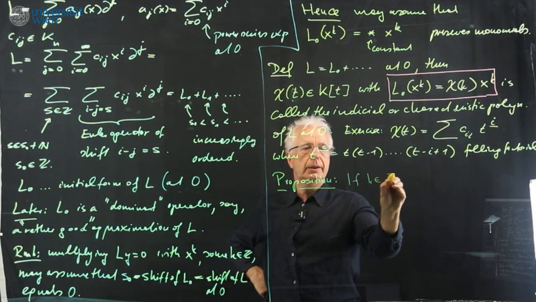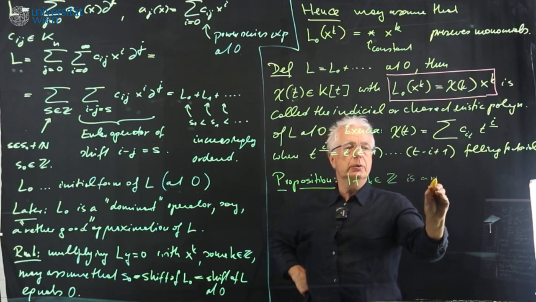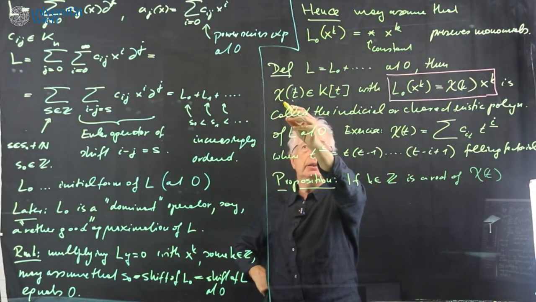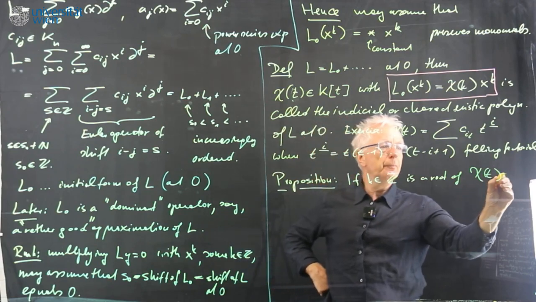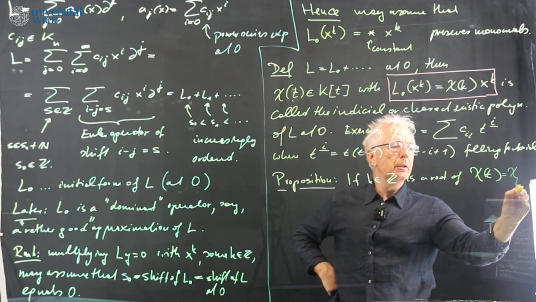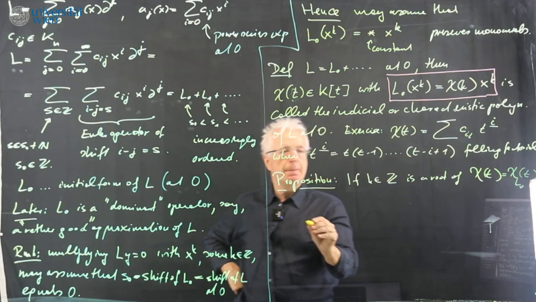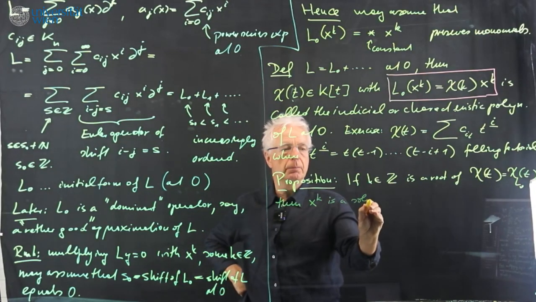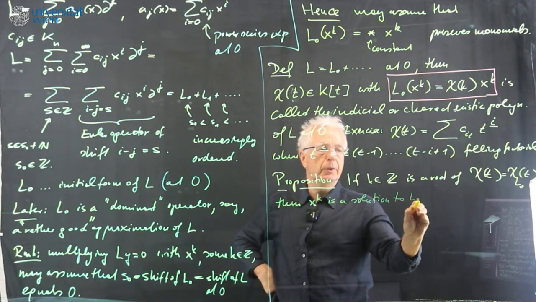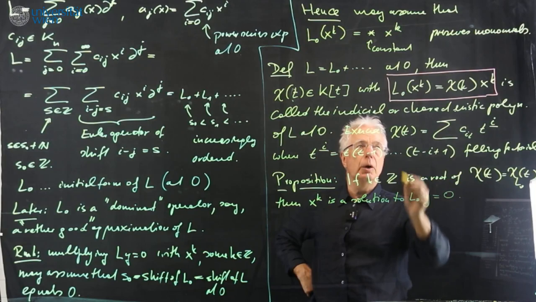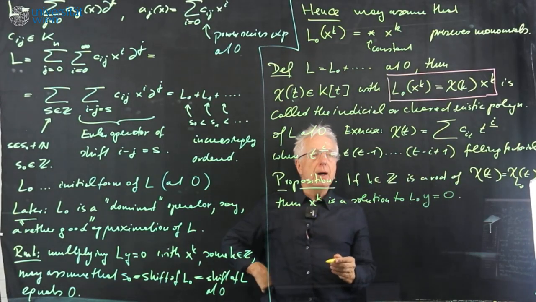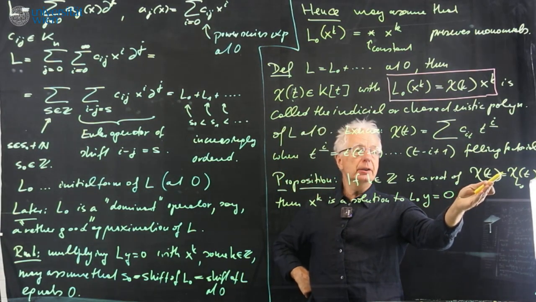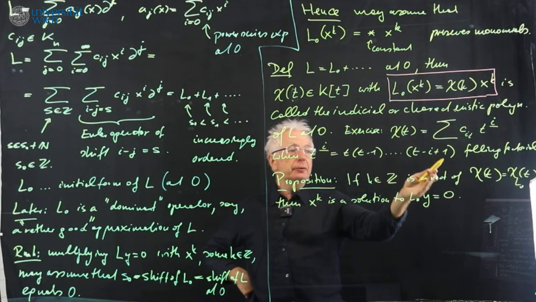If k in Z is a root of chi of t. Sometimes I write, instead of chi, chi sub L of t, chi sub L0 of t, then x to the k is a solution to L0 y equals 0. Obvious, no? But as you immediately observe, this polynomial chi of t has no reason to have integer roots.